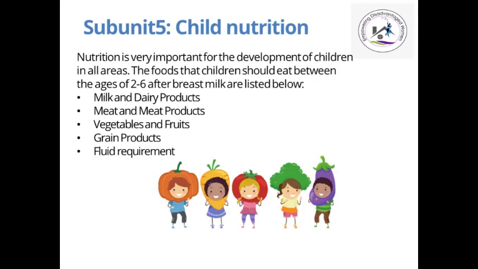Subunit 5, Child Nutrition. Nutrition is very important for the development of children in all areas. The foods that children should eat between the ages of 2 to 6 after breast milk are listed below. Milk and dairy products. Meat and meat products. Vegetables and fruits. Grain products. Fluid requirement.